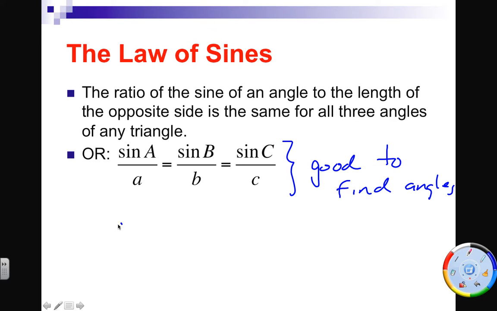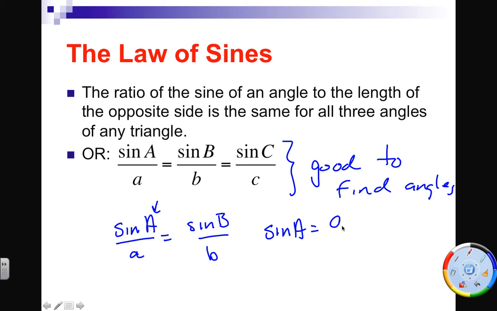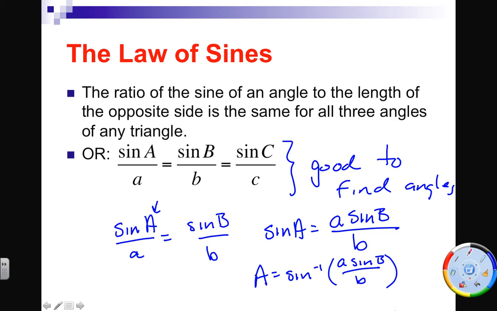So notice if I did that, let's say I had sine of A over A equals sine of B over B. If I wanted to solve for angle A here, I would multiply both sides by A. So I would get sine of A equals A sine of B over little b. And then if I need to solve for A, now we need to remember how to get rid of sine. And in order to get rid of sine, we use sine inverse. So A is equal to the sine inverse of this fraction here.